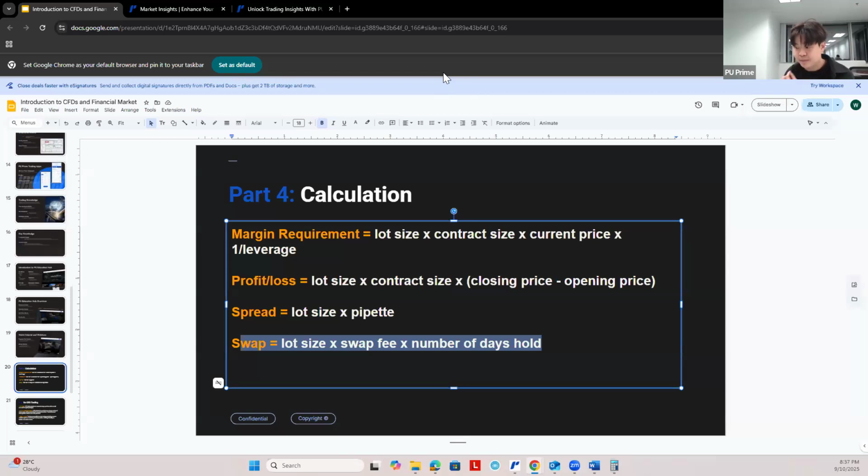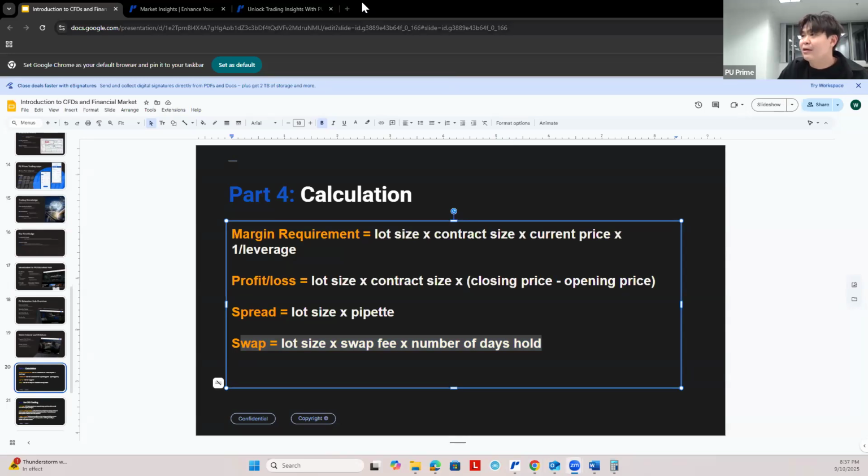Why? Because in the CFD industry, they offer you a high leverage. So you can use $1 to trade up to 100, or $1 can trade up to 1,000, for example. So the broker is going to charge you an interest fee, something like that. That's why when you hold your product overnight, you will suffer from the swap fee. So this is why people normally trade CFDs purely for the short term instead of the long term.